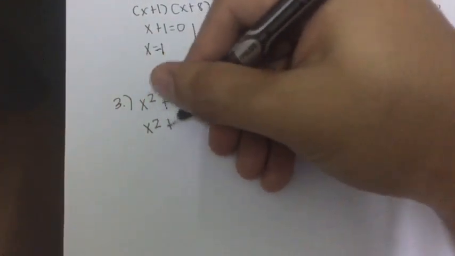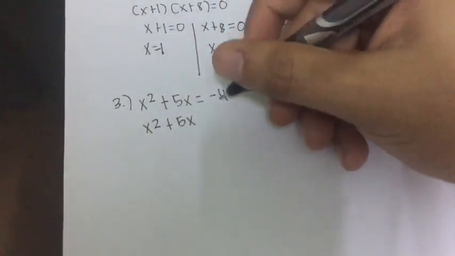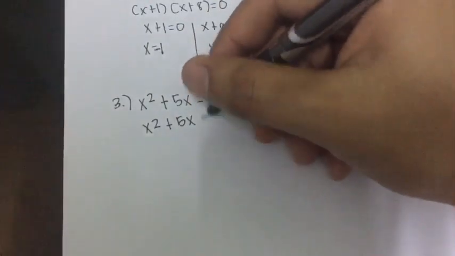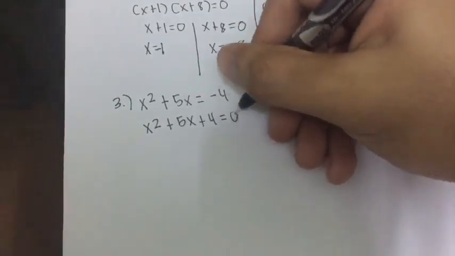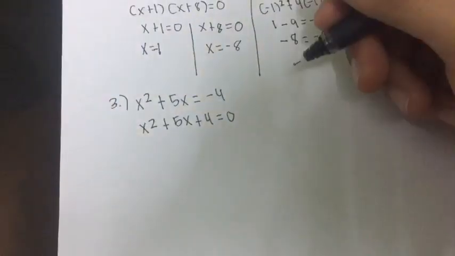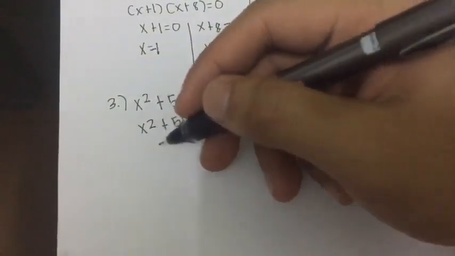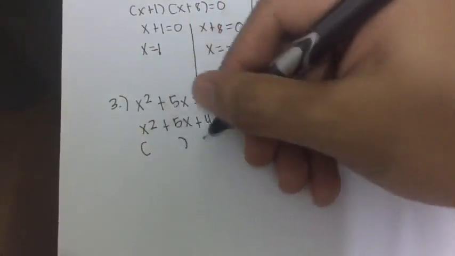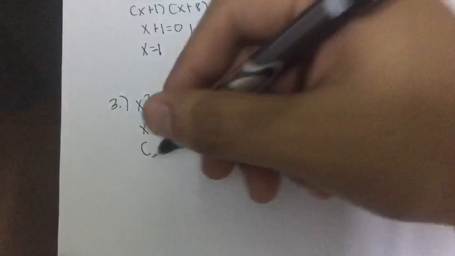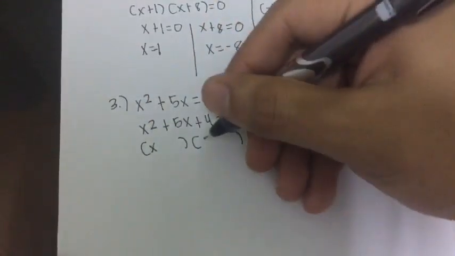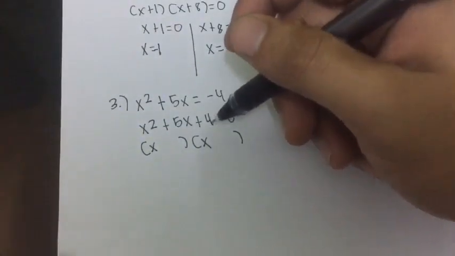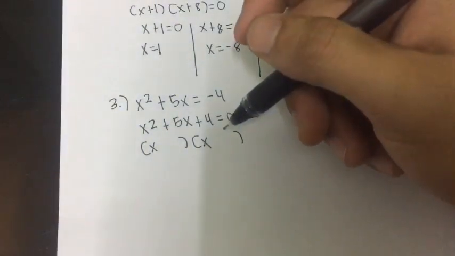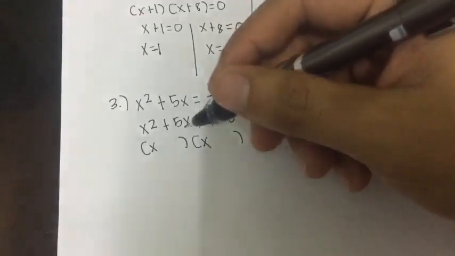x squared plus 5x, okay, it becomes positive, equals 0. So we need to do a trial and error. Just put two parentheses, put an x in both parentheses, and we need to find the factors of 4 that may result to 5.